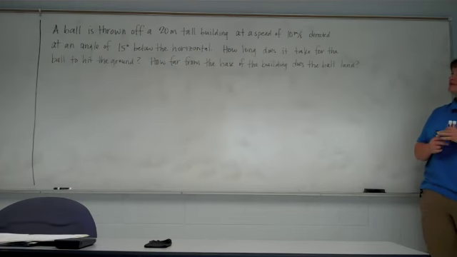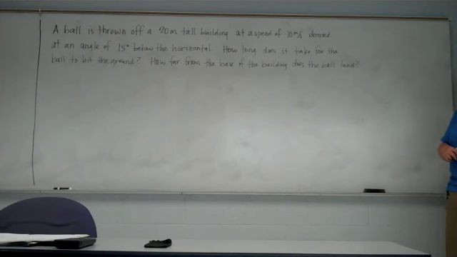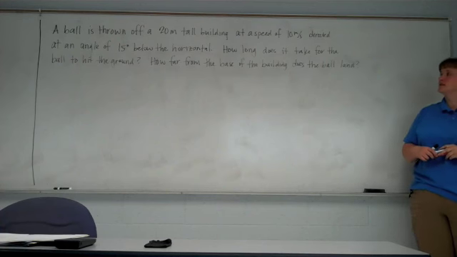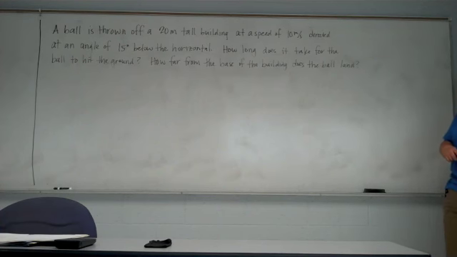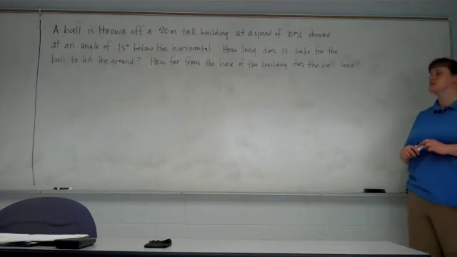A ball is thrown off a 20-meter tall building at a speed of 10 meters per second, directed at an angle of 15 degrees below the horizontal. How long does it take for the ball to hit the ground, and how far from the base of the building does the ball land?